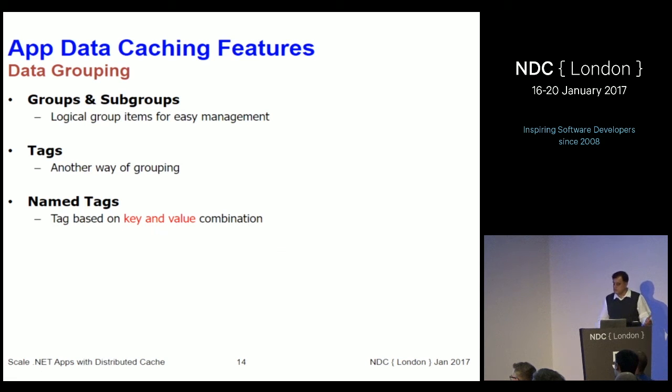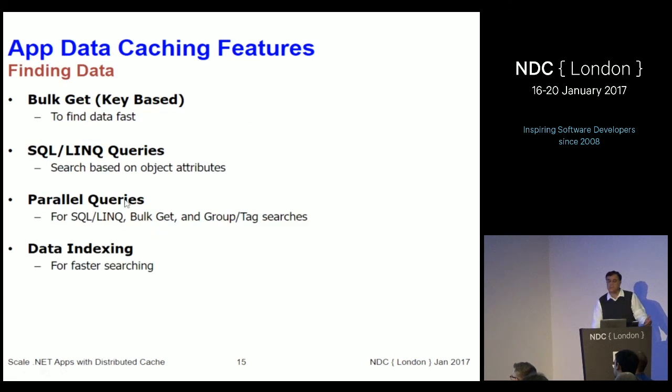So one of the first things that a database is good for is the ability to query, to search, to find data easily. Instead of finding it only on keys, you want to be able to find it on other attributes. So a good distributed cache will provide you with some sort of a querying language. In case of .NET, it's either SQL or LINQ querying. So you should be able to do something like select customers where customer.city is London, and get all the customer objects from the cache where that attribute condition is true.